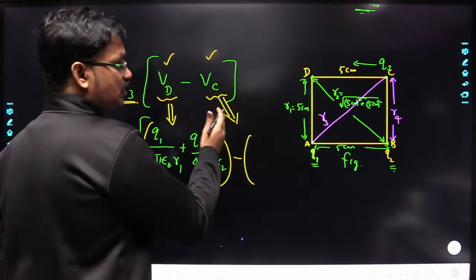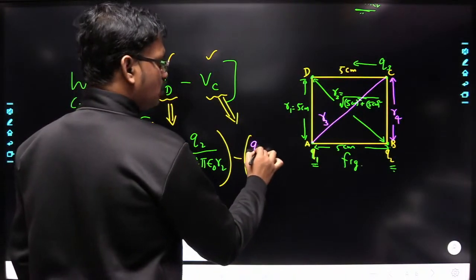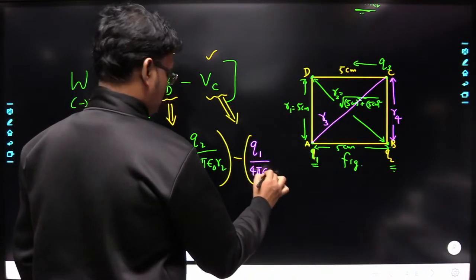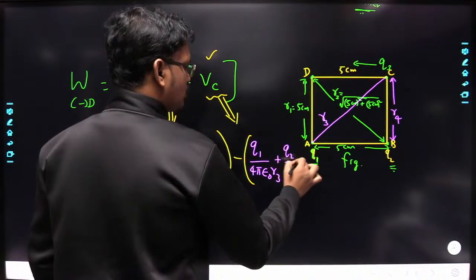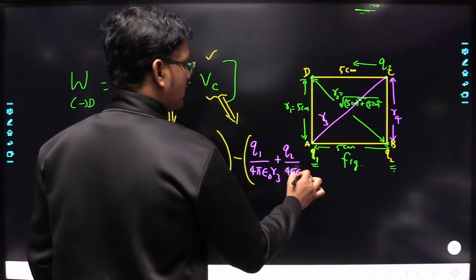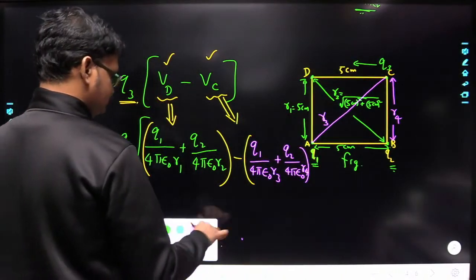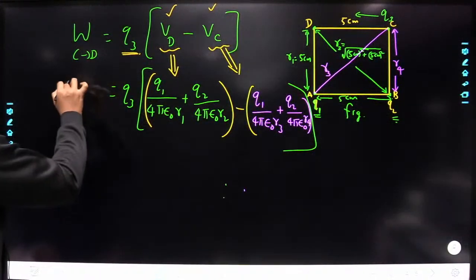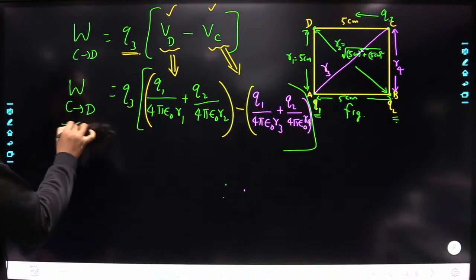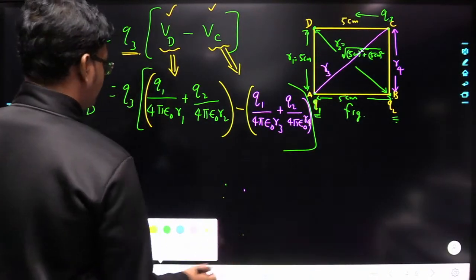Now what is Vc? Vc is the potential at C due to Q1 and Q2. So that is Q1 divided by 4 pi epsilon naught R3 plus the potential due to Q2, that is Q2 by 4 pi epsilon naught R4. So if you do this, you are going to get the work done in moving the charge from C to D. So just substitute all the values here and do this problem. It is just mathematical calculation.